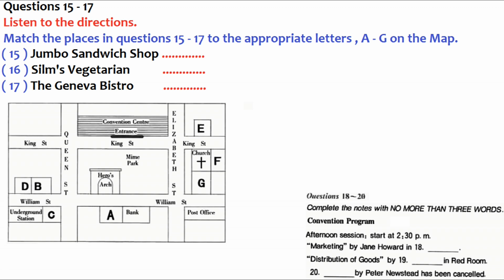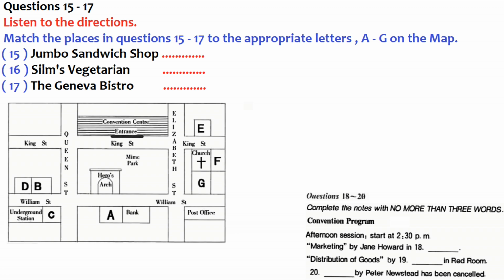From the centre, just turn right up King Street and turn left into Queen Street. Go along Queen Street until you get to William Street, then turn right. You'll spot it right next to the William Street Underground Station. Slim's Vegetarian is also nearby.